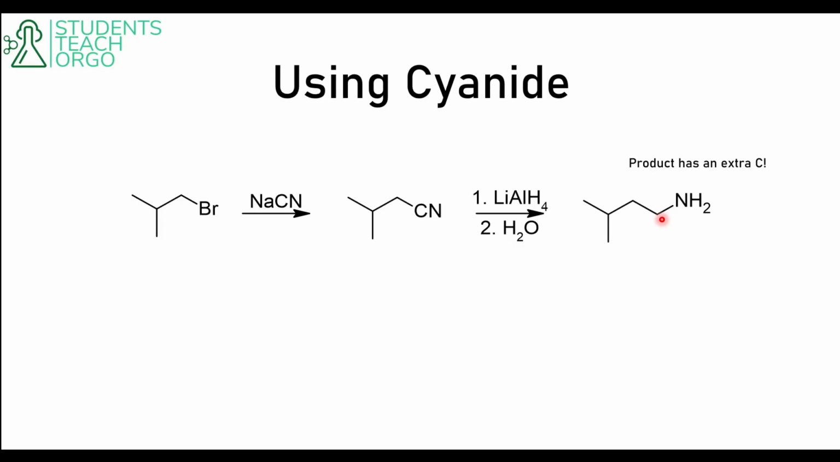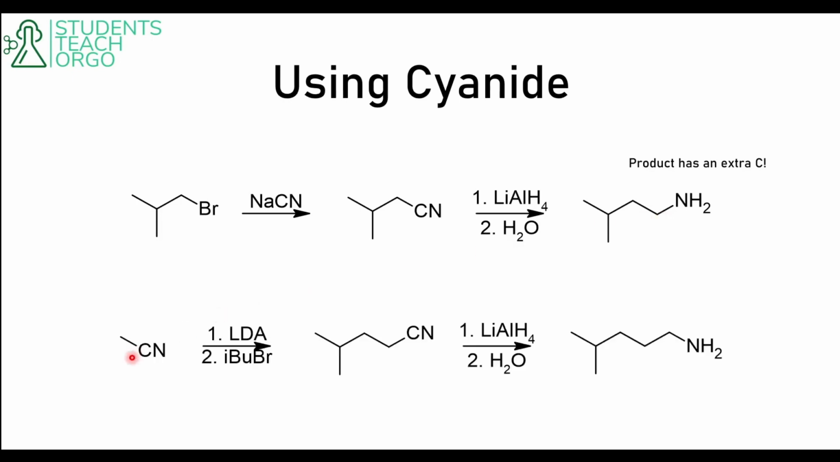We can use a similar reaction with this methyl cyanide, I guess you could call it, if we want an extra 2 carbons in the chain, right? So we take this methyl cyanide, treat it with LDA and this isobutyl bromide, which is just this. I just wrote it out as an abbreviation instead of drawing it out.